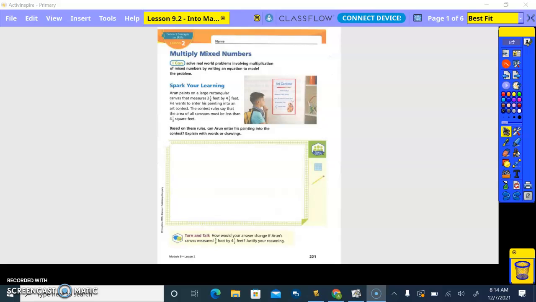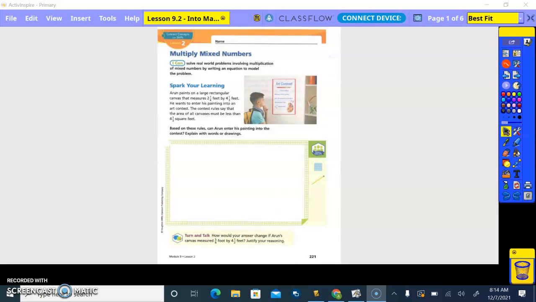He wants to enter his painting into an art contest. The contest rules say that the area of the canvas must be less than 4 1/3 feet. Based on these rules, can Aaron enter his painting into the contest? Explain with words or drawing.